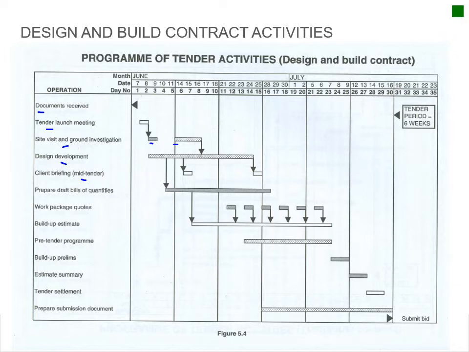That's basically where you as a contractor give feedback on how the design is going. And then you prepare your tender draft and the quantities, and then you divide your project into different packages and you build up your estimate according to that. Then you've got your pre-tender program, then the build-up of prelims is done and your estimate summary is compiled, and your tender settlement, and prepare your submission document on which the client then evaluates your tender that you have submitted, whether it will work or not. So just be mindful, this is your design and build contract.